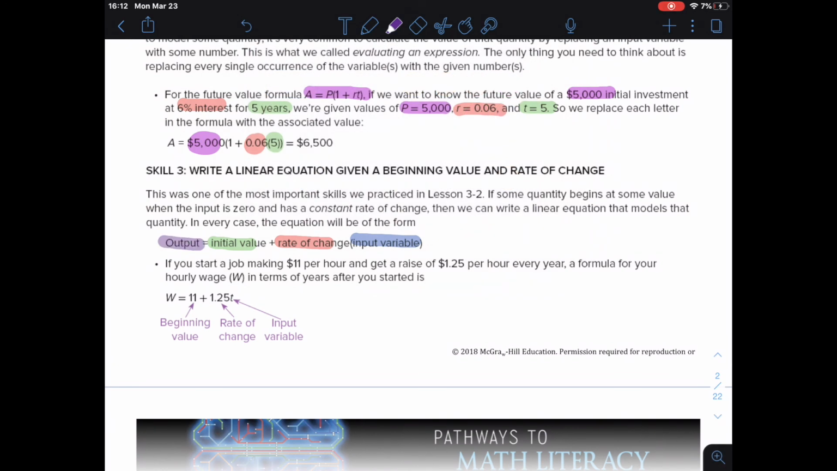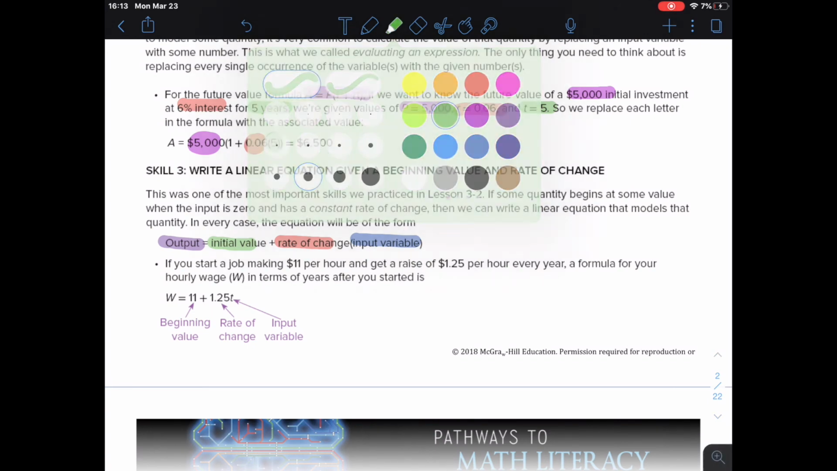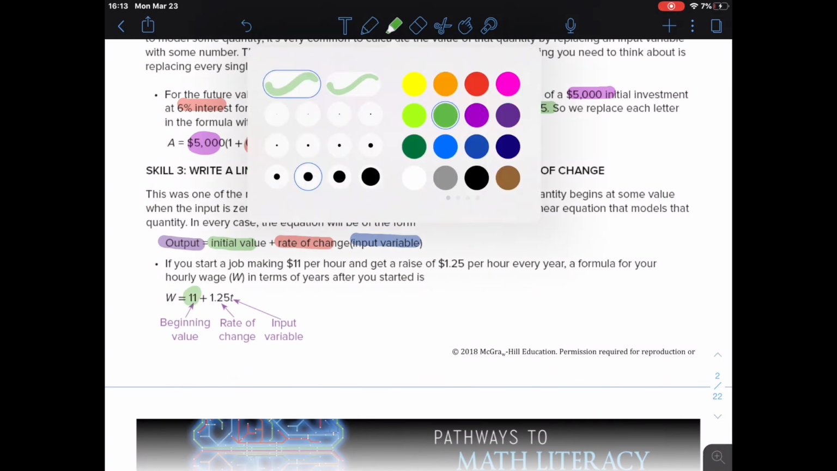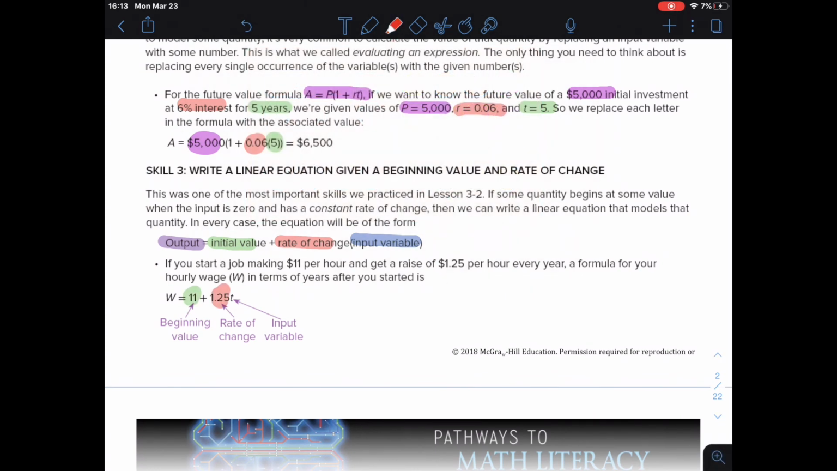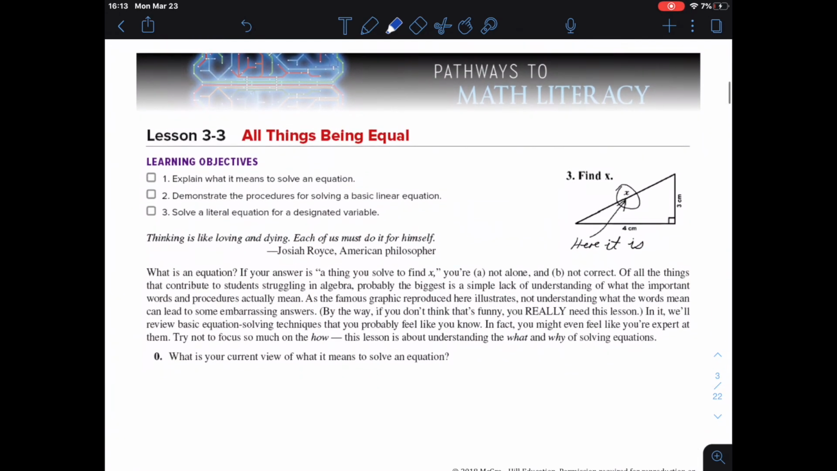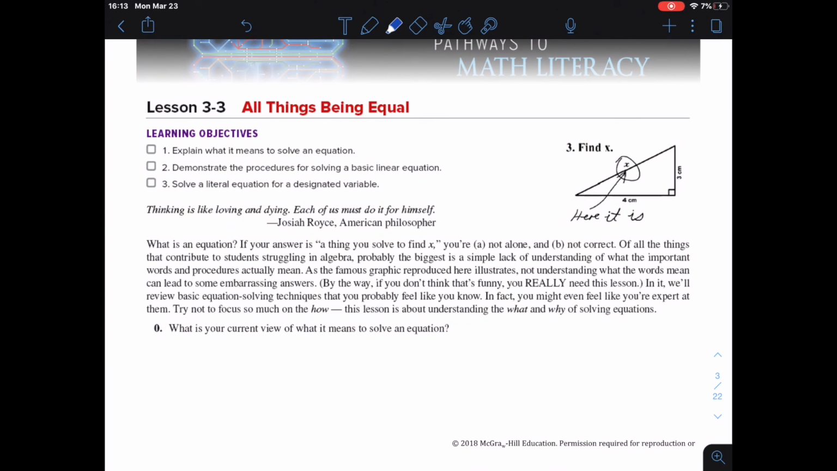Suppose you start a job making $11 per hour. That's your initial amount. It's that y-intercept. You're going to get a raise of $1.25 per hour every year. If we want a formula to figure out our wage after T years, you begin at that initial value and you add that increase, which is $1.25, and you multiply that by the number of years. If you want your wages after you work 7 years, you can just plug in T equals 7 into this formula. Okay.